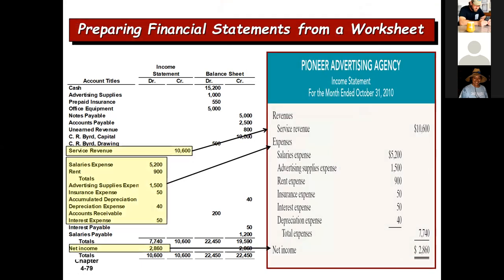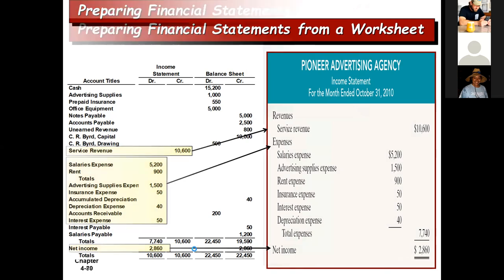All right, so that's the income statement, right? So that's good, right? We made some income. If we made some losses, it would show net loss down here. And it would be a credit balance sitting in the income statement column on the worksheet.